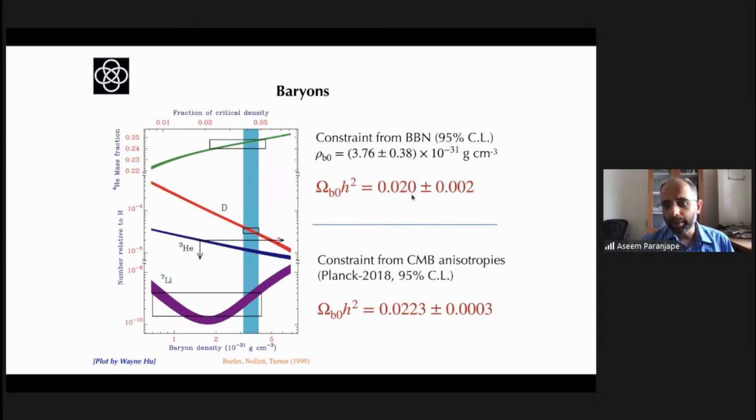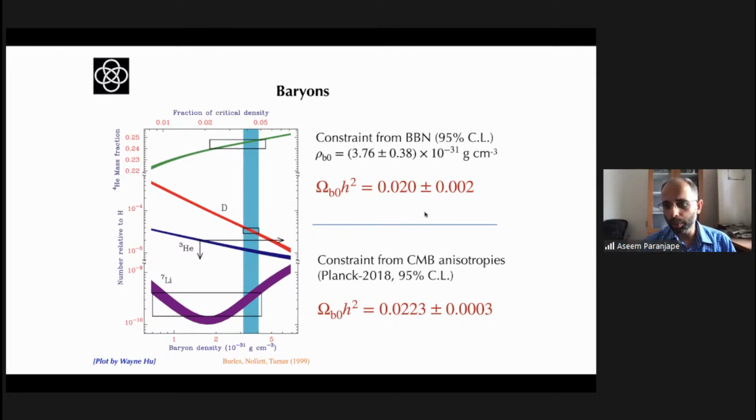This can be compared with the constraint coming from the analysis of CMB anisotropies, which I will discuss in a second. Basically, I told you that CMB anisotropies are very close to a Gaussian random field. The structure of that Gaussian random field gives us a rich treasure trove of information about these cosmological parameters. If you use that information to constrain the same quantity, the mean value that you get is actually almost the same.